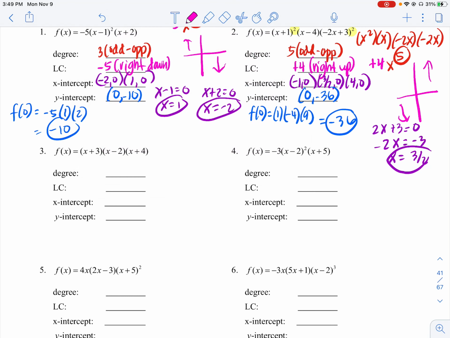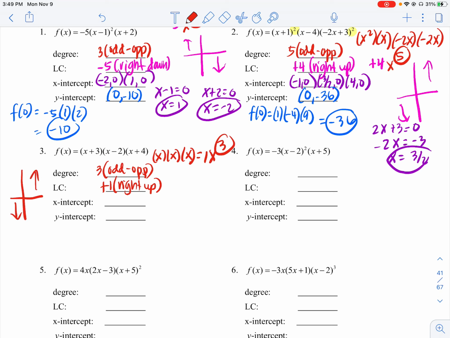I have, my degree is x times x times x, so x cubed, 1x cubed. So 3 is odd, goes opposite. My leading coefficient is positive 1. That means it's right up. So let's put that in there. On the right, it's up, but they have to go opposite. So my left is down. And then x-intercept. Oh, this one is really easy, right? I don't think we even have to make that equal to 0.